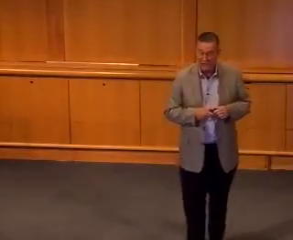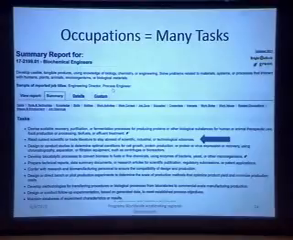Let's zoom in on one, biochemical engineers. If you go to O*NET and click on biochemical engineers, you see this information. For every occupation in O*NET, they break it down into the types of things you have to do to perform that job, to do that occupation.